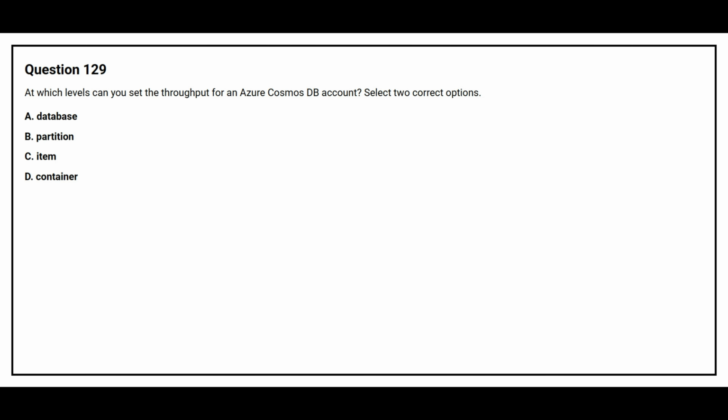Question number 129. At which levels can you set the throughput for an Azure Cosmos DB account? Select 2 correct options. Option A. Database. Option B. Partition. Option C. Item. Option D. Container. The correct answers are Option A. Database. Option D. Container.